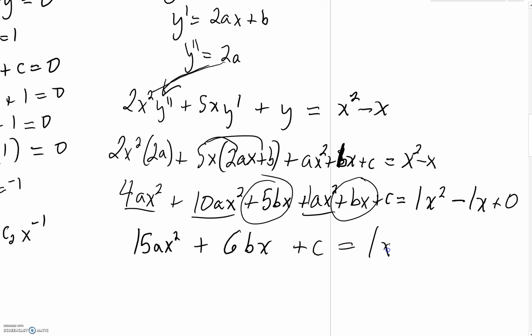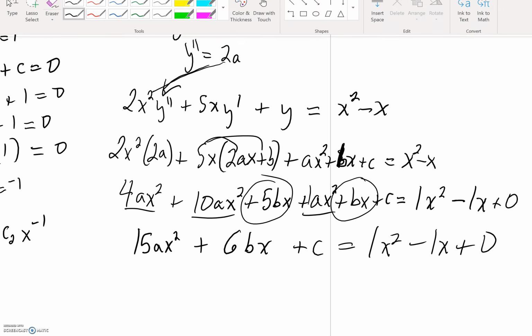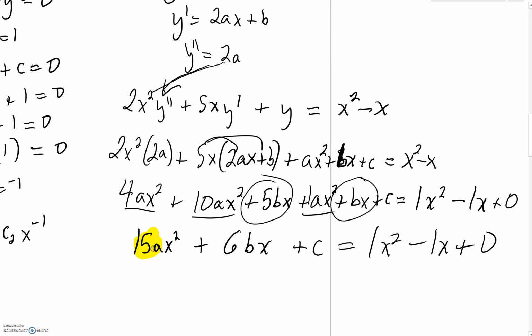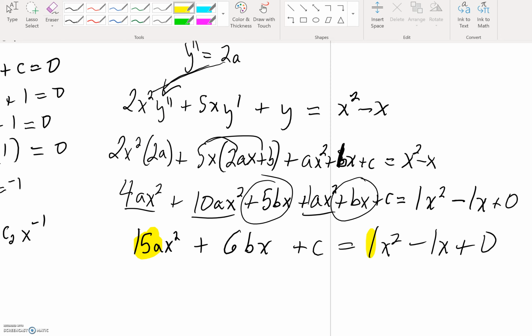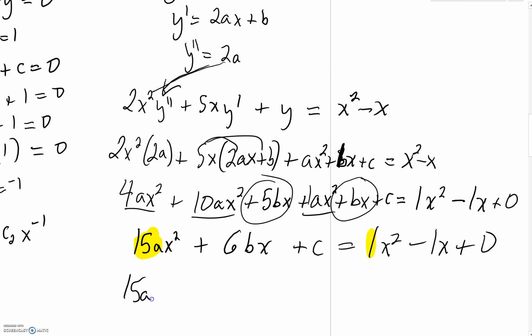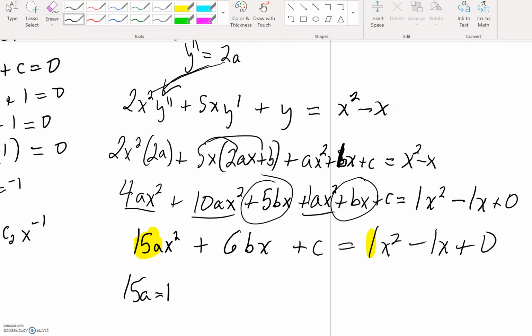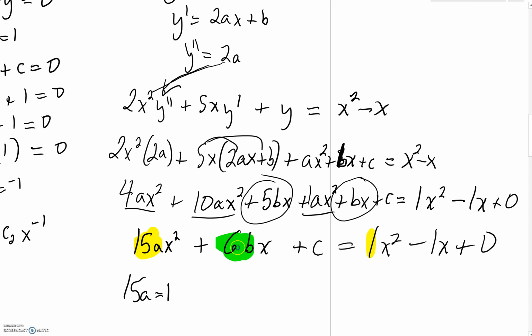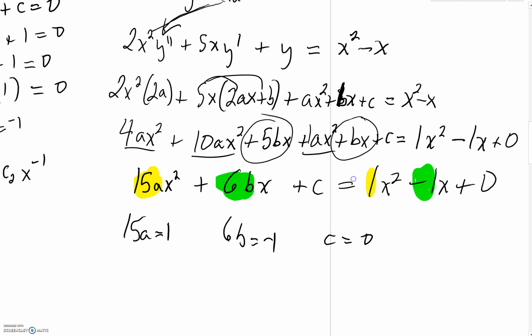And you could call this undetermined coefficients or just call it coefficient analysis. You could say, hey, what's out in front of x squared? Well, a 1 on the right-hand side. So we'll have 15a is equal to 1. Take a look over here with 6b. 6b would have to equal negative 1. And then finally, our c is equal to 0. So a is equal to 1/15. b is equal to negative 1/6, and c is equal to 0.